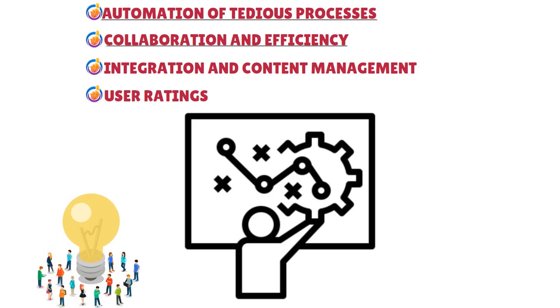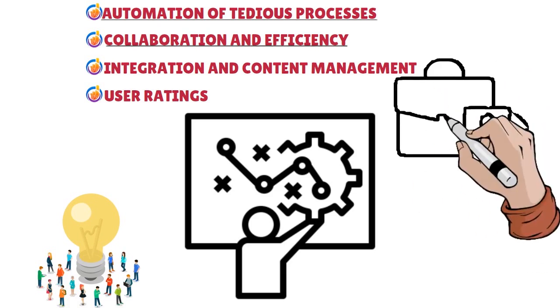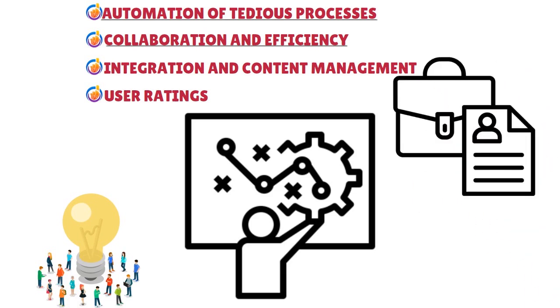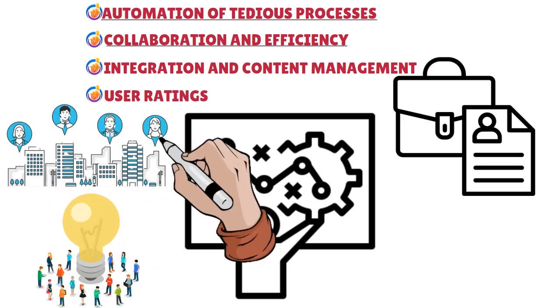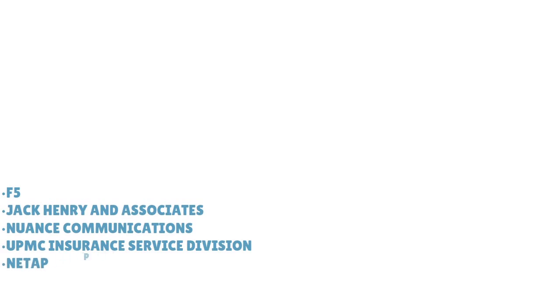That's kind of cool. In terms of case studies, based on what we have seen, Qvidian has actually worked pretty well with a lot of companies. For example, F5, Jack Henry and Associates. You have Nuance Communications. You have UPMC Insurance Services Division. You have NetApp. You have Remand, and you have Fifth Third Bank.